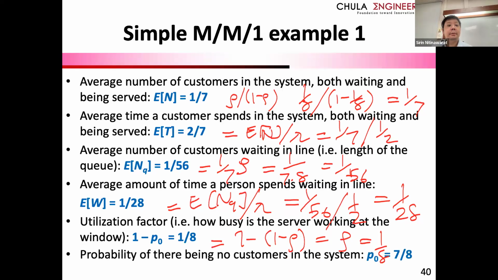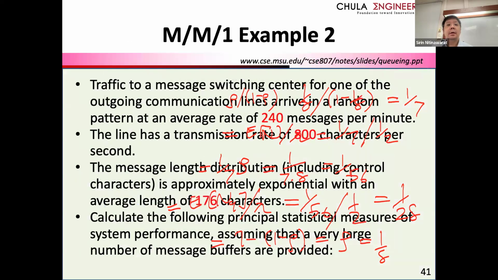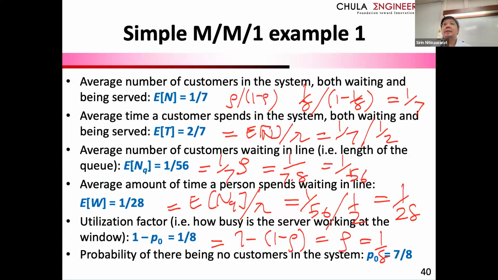Simple. As a consequence, 7 of 8 times, the system will be underutilized.